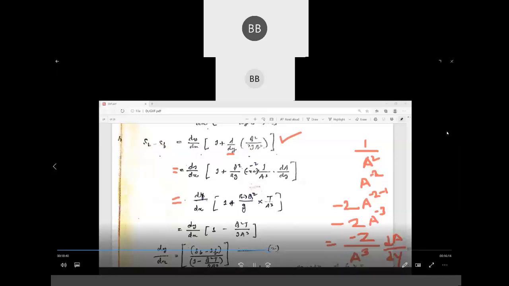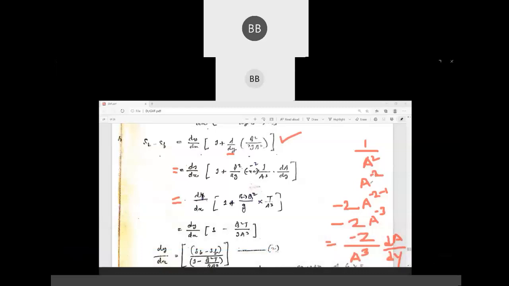So we will be having 1 by A squared. So you can write A to the power minus 2. If you differentiate this, we will get minus 2 A to the power minus 2 minus 1. So it will be minus 2 A to the power minus 3, or you can also write minus 2 divided by A cube.